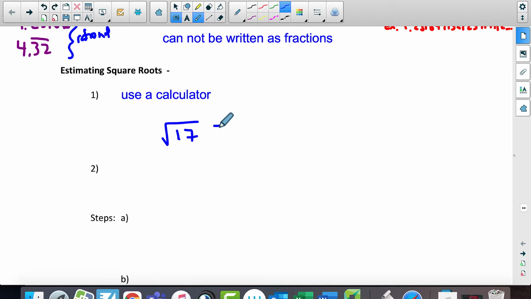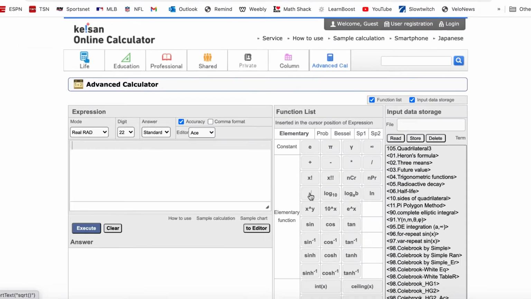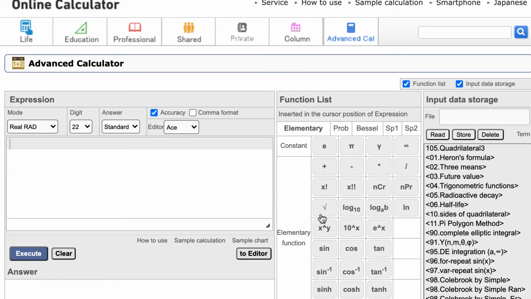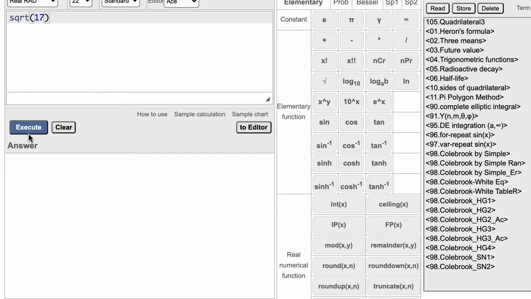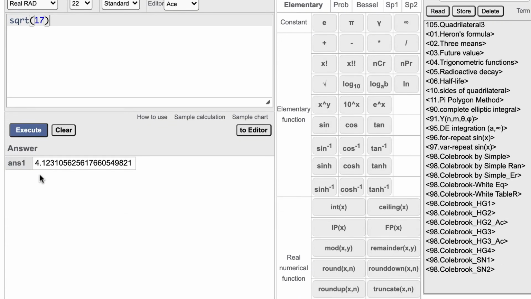So I'm going to go and find a calculator online. Okay, here we go. I know this is a weird looking calculator, but I want to show you. You get square root, see this SQRT, that means square root of 17, and then I'm going to execute. You're going to get the answer down here. You ready for it? There it is. 4.123105625617660549821. I mean, come on. That is an incredible answer. I think there's about 21 numbers after the decimal point there.